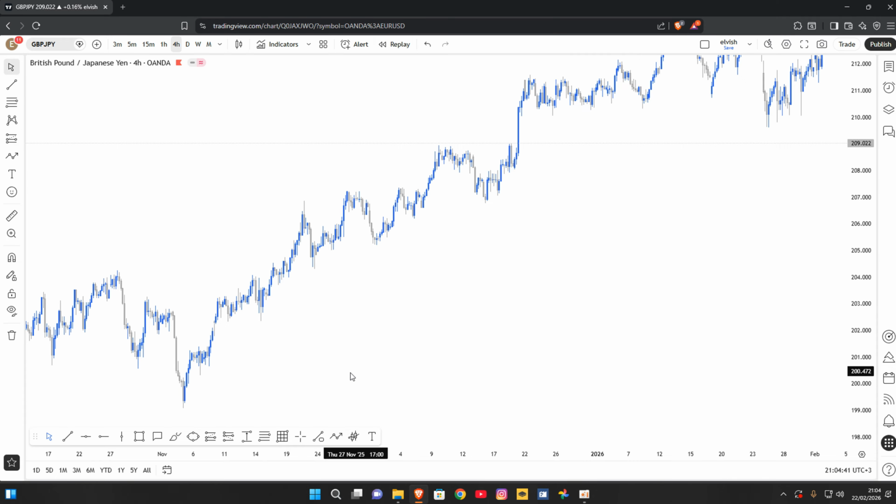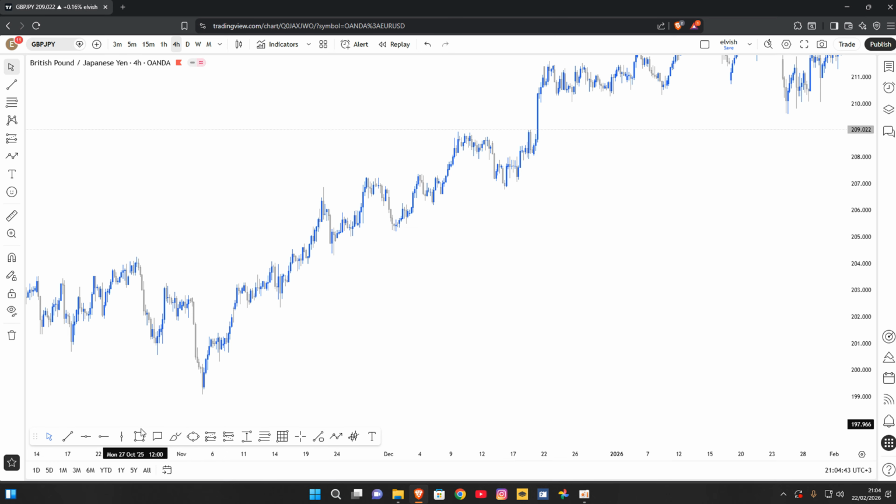If I begin from here, this will be my higher low, right? Let me use caps lock in this scenario. This will be my higher low, okay, higher low. Then I need to look for what? I need to look for a higher high.